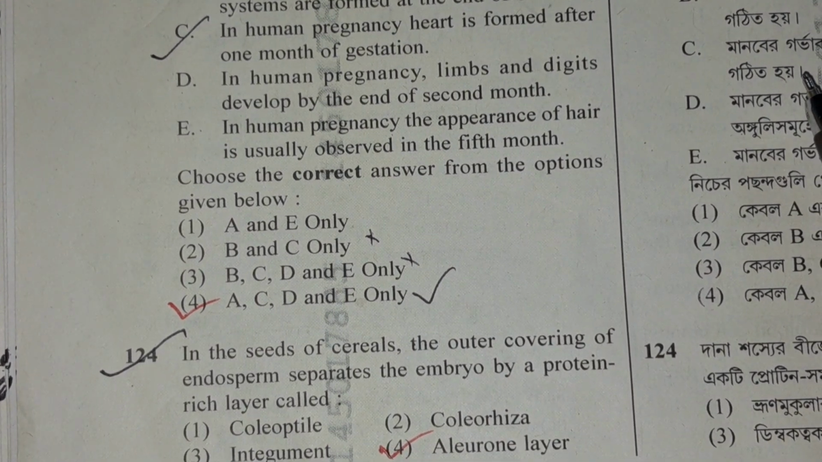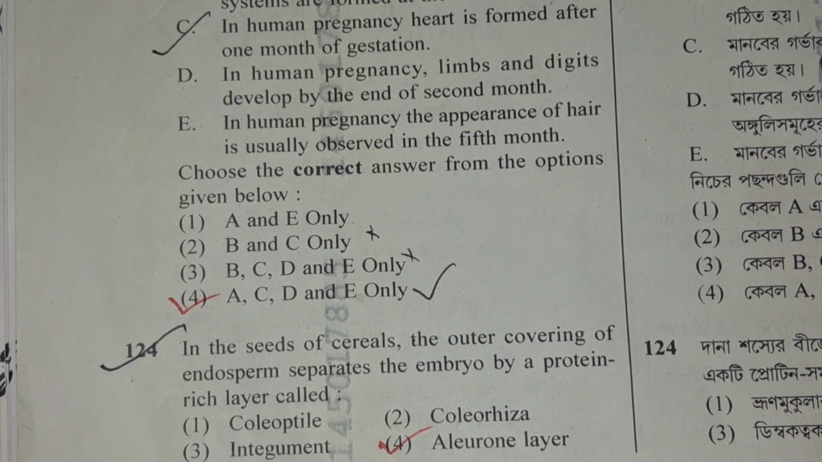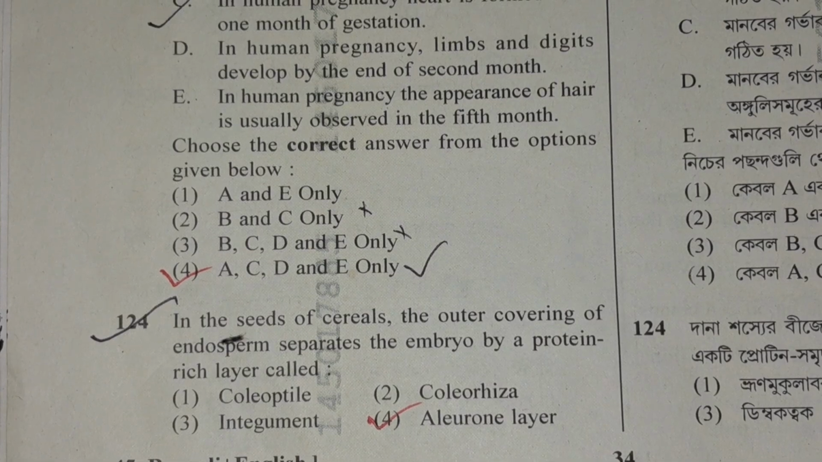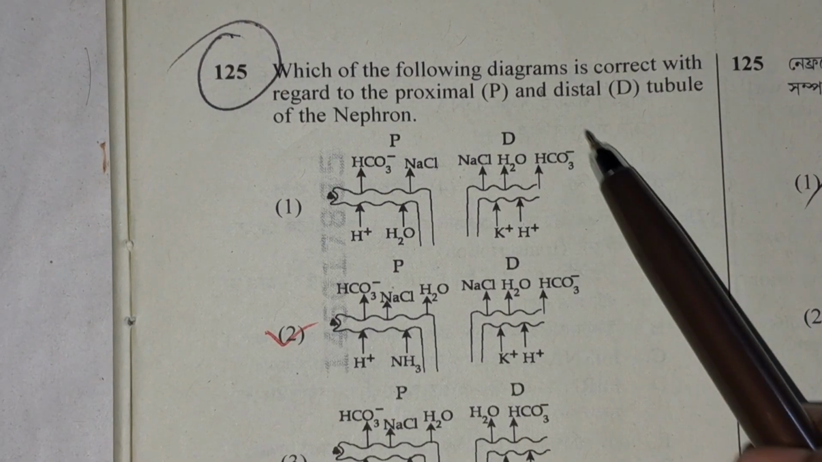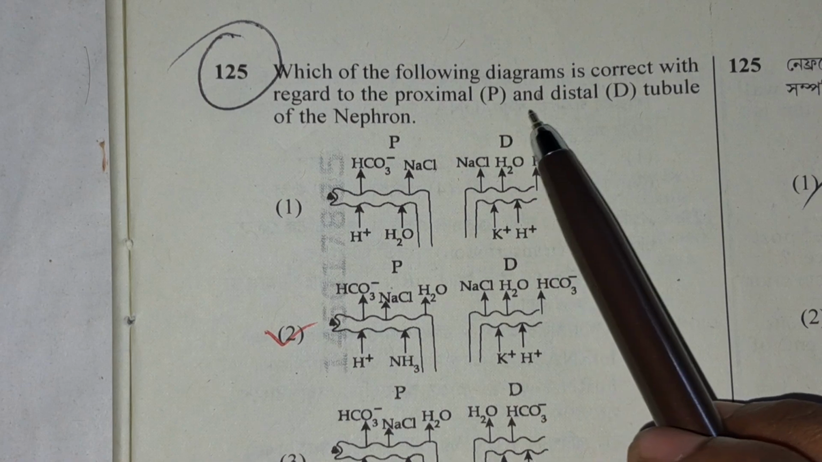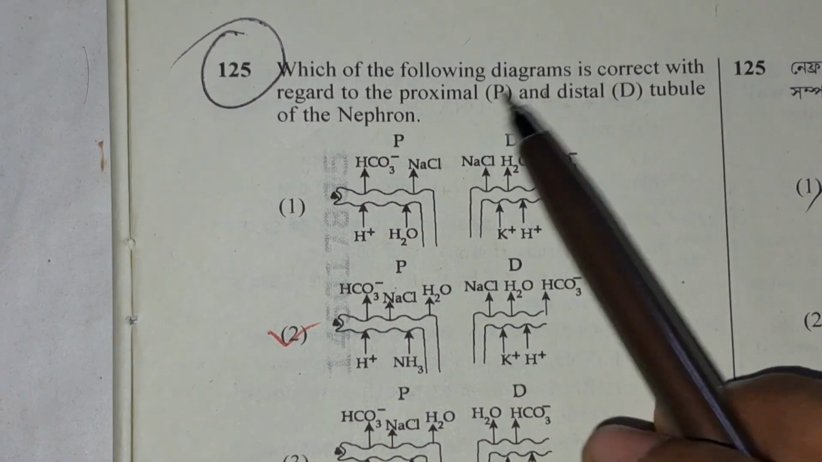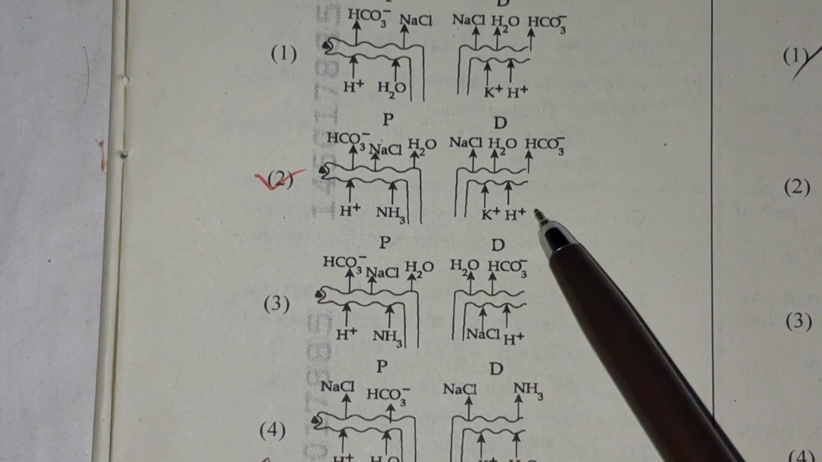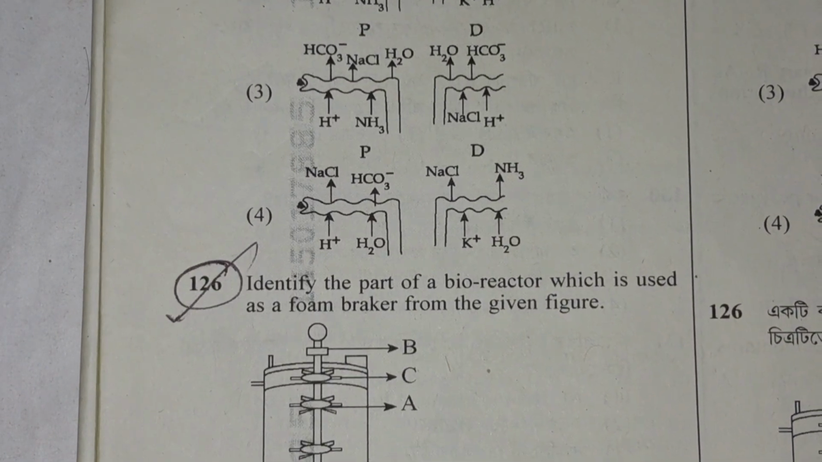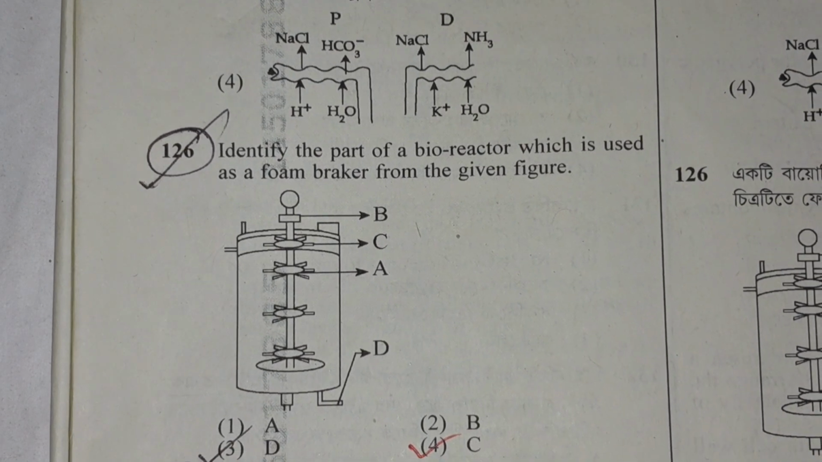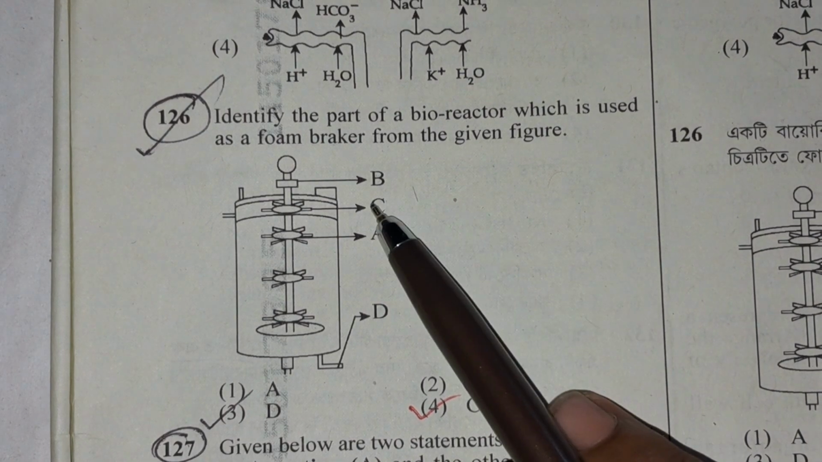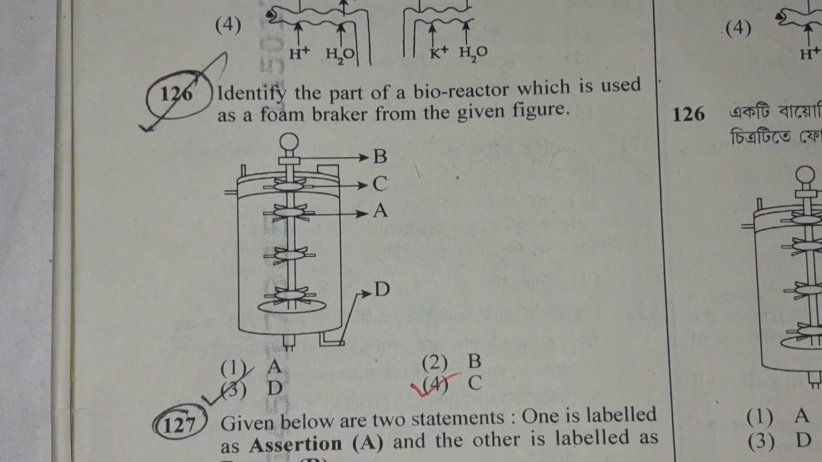In the seeds of cereals, the outer covering of endosperm separates the embryo by a protein rich layer called aleurone layer. So 4 is right. 1, 2, 3 is wrong. Which of the following diagram is correct with regard to proximal P and distal D tubules of nephron? 2 number is right. 1, 3, 4 is wrong. Identify the part of a bioreactor which is used as a foam breaker from the given figure.